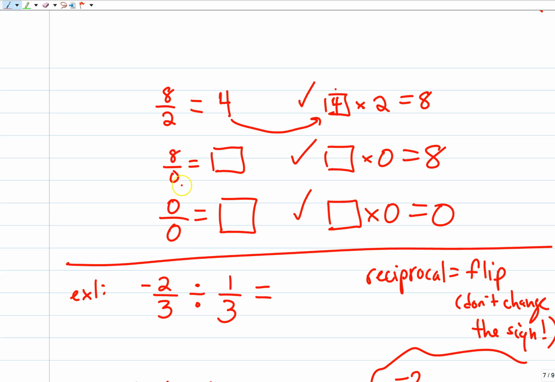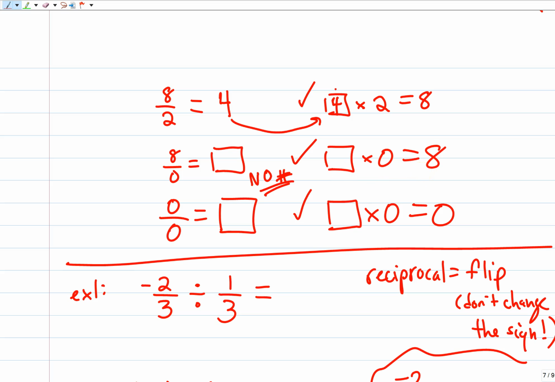Watch this. What is 8 divided by 0? Somebody thinks it's 0. Okay. Is 0 times 0 8? Oh. Oh, is 8 times 0 8? Would 8 work here? Is 8 times 0 8? What number can go here? What number can go in both these boxes? There's no number that works for this, right? There's no number times 0 makes 8.